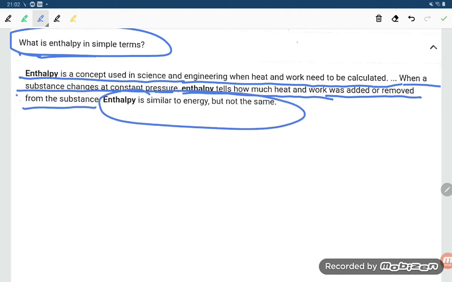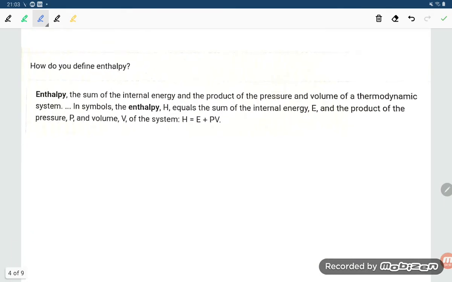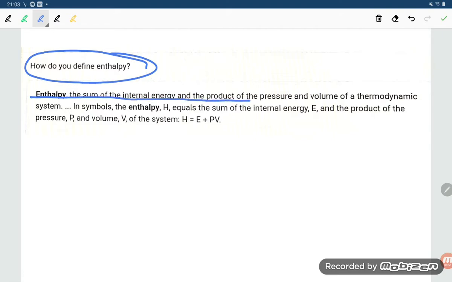Enthalpy is similar to energy but not the same. Okay, next point. How do you define enthalpy? Enthalpy is the sum of the internal energy and the product of pressure and volume of a thermodynamic system.